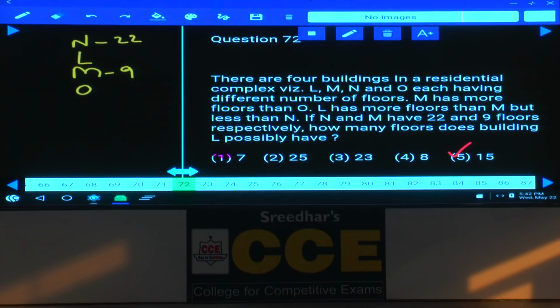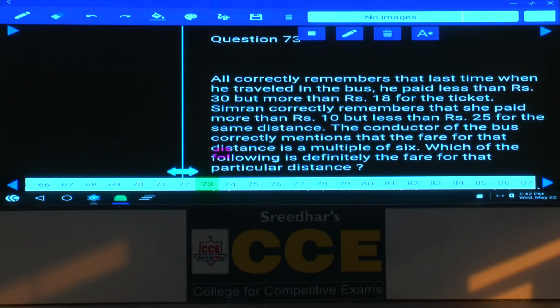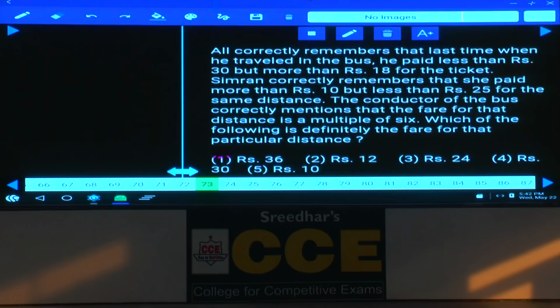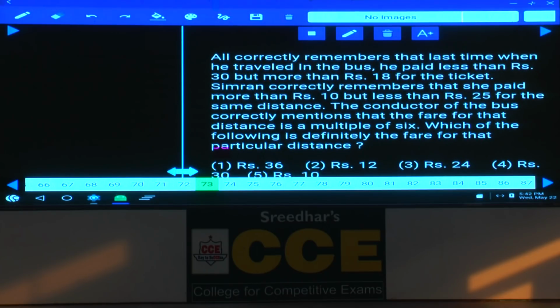Done? Then question number 73. In this question number 73, remember that last time when Ali traveled in the bus, he correctly remembered that he paid less than 30 but more than 18. That is 19 to 29. And Shimran correctly remembered that she paid more than 10 but less than 25, it could be 11 to 24.